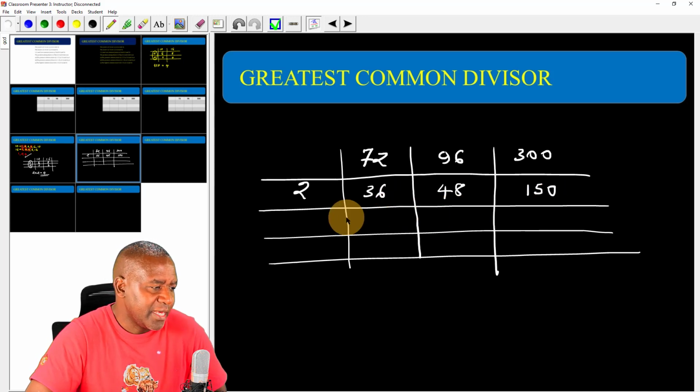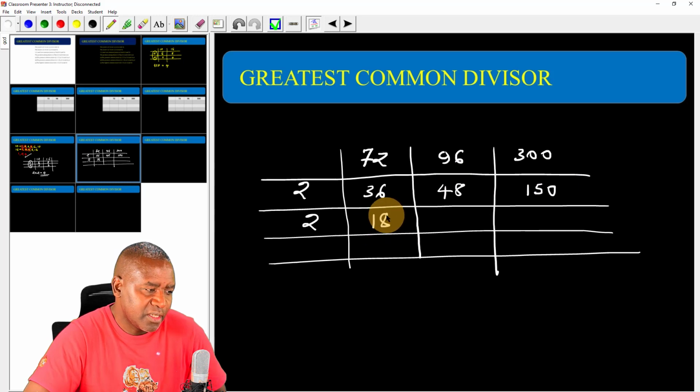Let's see. Can 2 further divide these numbers? Yes, 2 can divide 36 because this number is even, this one is even, and this one is 0. So here I'm going to get 18, here I'm going to get 24, and here I'm going to get 75.